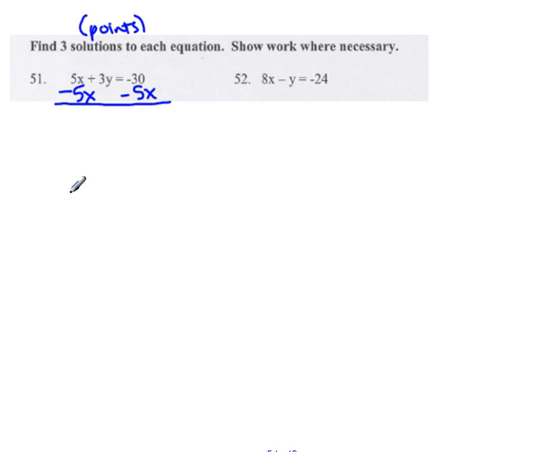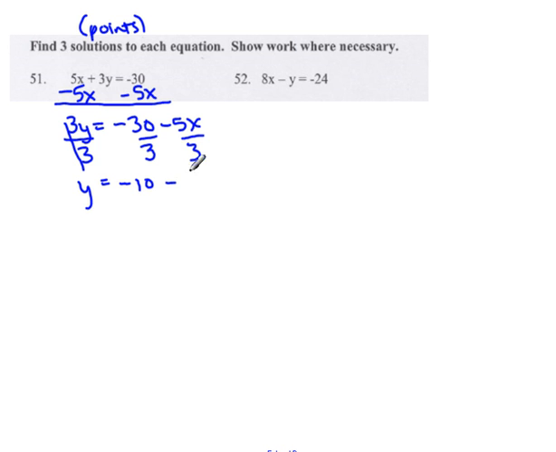So to get rid of this x, I would subtract 5x. That leaves me 3y equals negative 30 minus 5x. Divide everything by 3. If it divides evenly like it does here, write the number down.